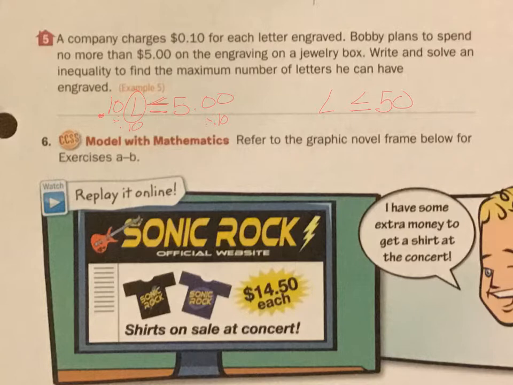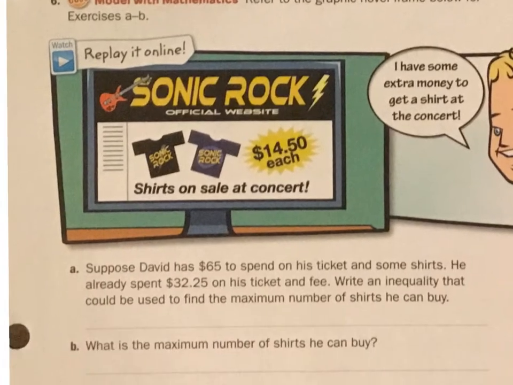So if I think I can get 40, then I put 40 in here. 40 times 10 cents is $4. And $4 is less than or equal to 5. But the maximum number of letters I can do is 50. Okay.